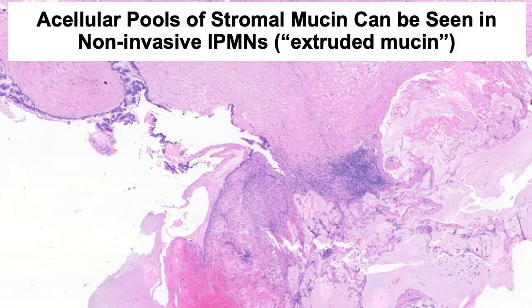One important point to remember when evaluating intraductal papillary mucinous neoplasms is that acellular pools of stromal mucin can be seen in non-invasive IPMNs. And so to call something a colloid carcinoma, you really have to have the neoplastic epithelial cells either floating in the mucin or lining the mucin-filled spaces. In this case, you have an intraductal papillary mucinous neoplasm on the left, and on the right you can see the pools of mucin, but all of the cells in these pools of mucin on higher power are inflammatory cells, and there are no neoplastic epithelial cells.